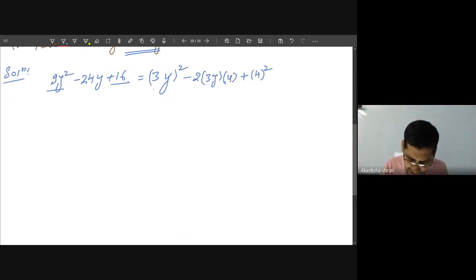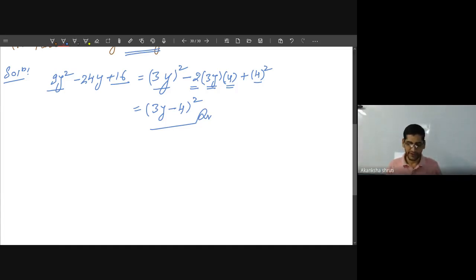Now observe, what is this? This is like A square, this is like 2AB, and this is like B square. So this can be simply written as 3y, but observe, the sign here is negative, so 3y minus 4 whole square. This is the factor form you have to keep in mind. This way the two factors are obtained.